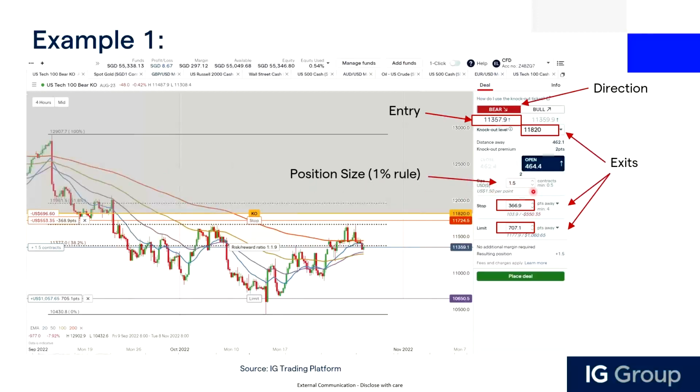So how you really size this is based on this portion, your account equity. Let's say I have a 55,000 trading account, I use a 1% rule. Meaning this trade, I don't want to risk more than 1% of 55K. So I'm only risking about $550.